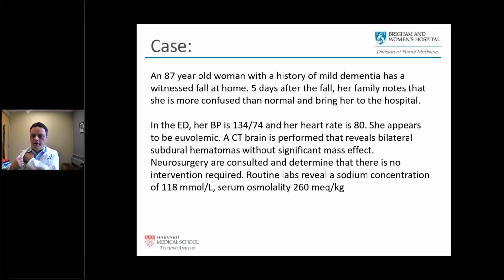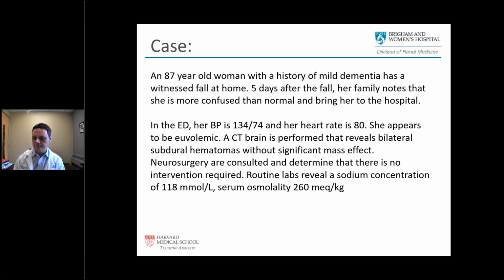There's another case. An 87-year-old woman with a history of mild dementia has a witnessed fall at home. 5 days after the fall, her family notes that she is more confused than normal and brings her to the hospital. In the ED, her blood pressure is 134/74 and her heart rate is 80. She appears euvolemic. Her CT brain reveals bilateral subdural hematomas without significant mass effect.